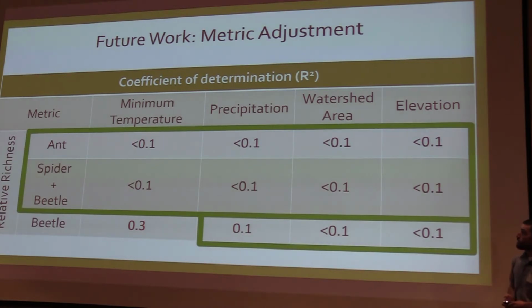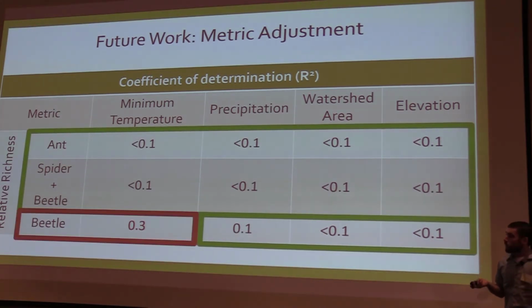This is an example of a few results which shows that less than 10% of our metric variation is being explained by any of these variables here, where this is an example of 30% of the metric variation within this metric is being explained by our environmental variables.